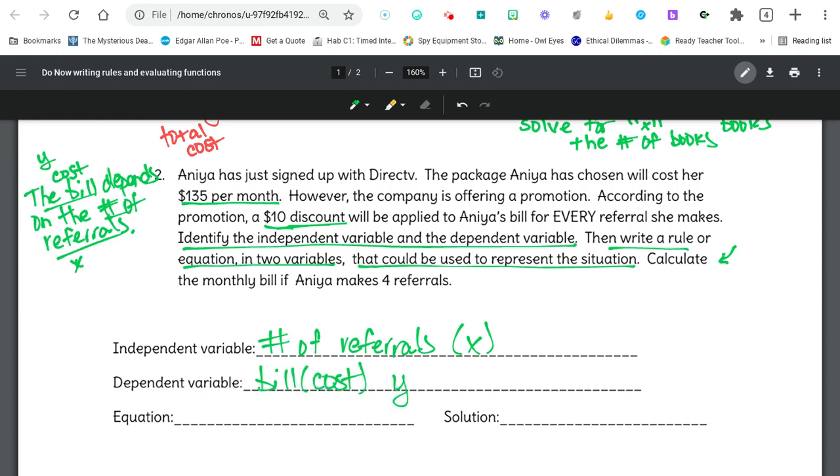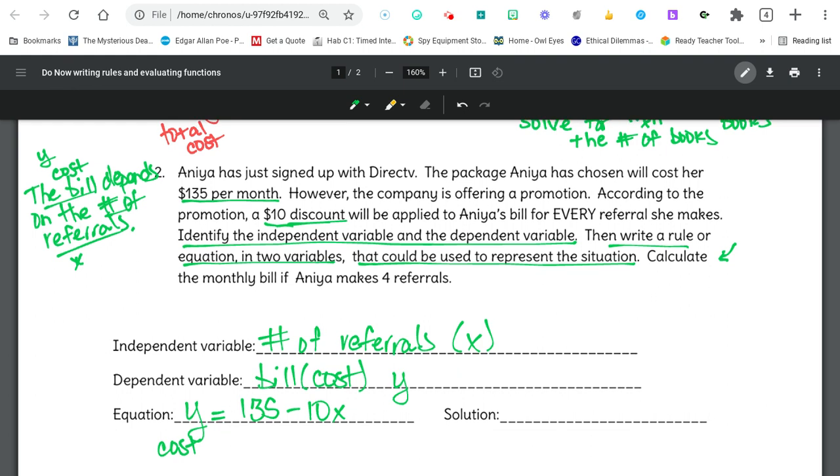That's going to be Y. And how do we get the bill? Well, the bill, which is your cost, is $135 originally, minus $10 per referral. You could have used an R. I don't care what variables you use. I'm just used to using X and Y, okay?